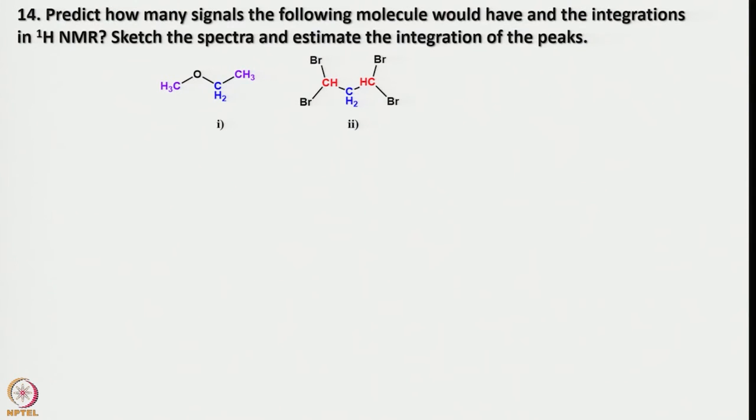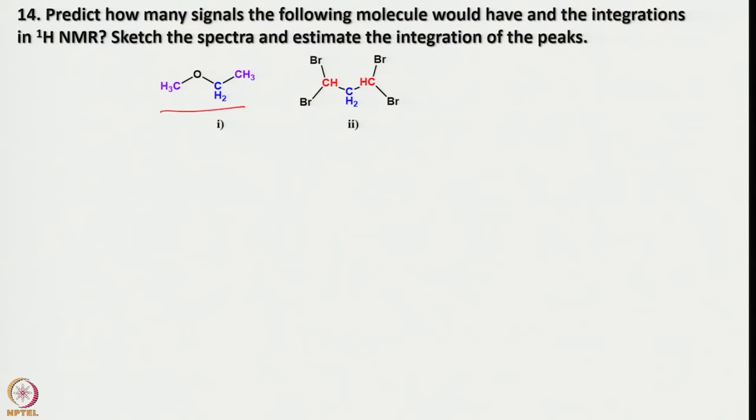So now we have two more molecules. Predict how many signals the following molecule would have and the integrations in 1H NMR. Sketch the spectra and estimate the integration of the peaks. If you just look into the molecule, you can clearly tell that three types of signals are anticipated in 1H NMR for this molecule. And 13C also shows three types of signals, all three different.